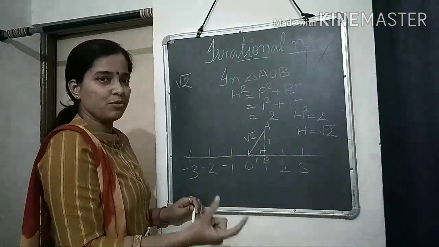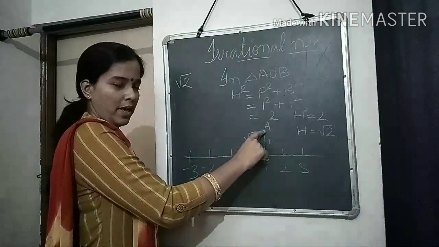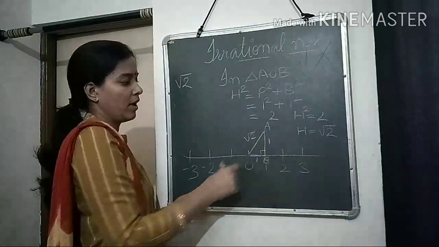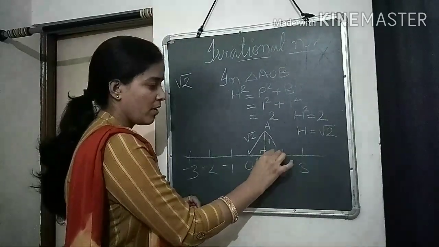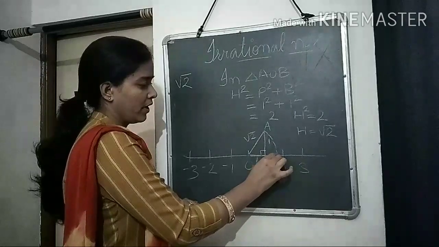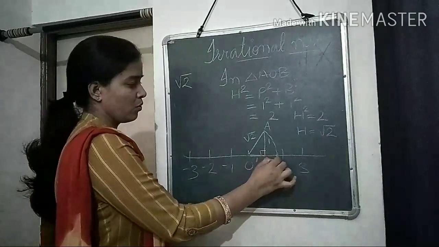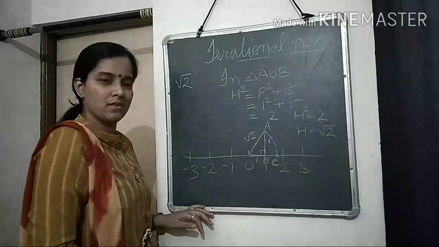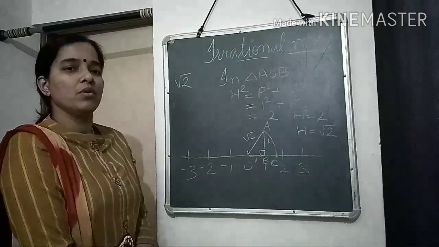So what we have to do, take the compass, put the needle here, open it up to A, and then you have to put an arc on the number line this way. Wherever it cuts the number line, that gives you the point where root 2 is there on the number line. So here you can denote your root 2. I can name it as C. That means C is the point for root 2.